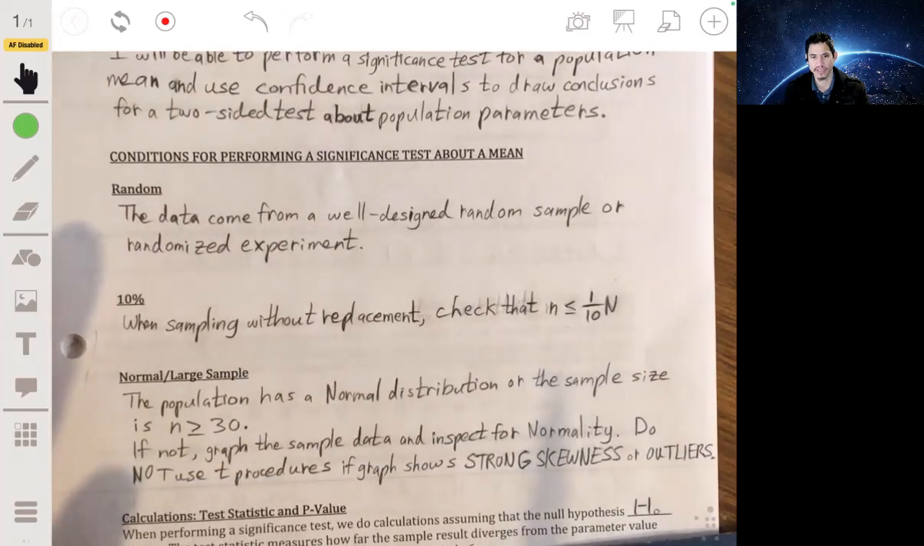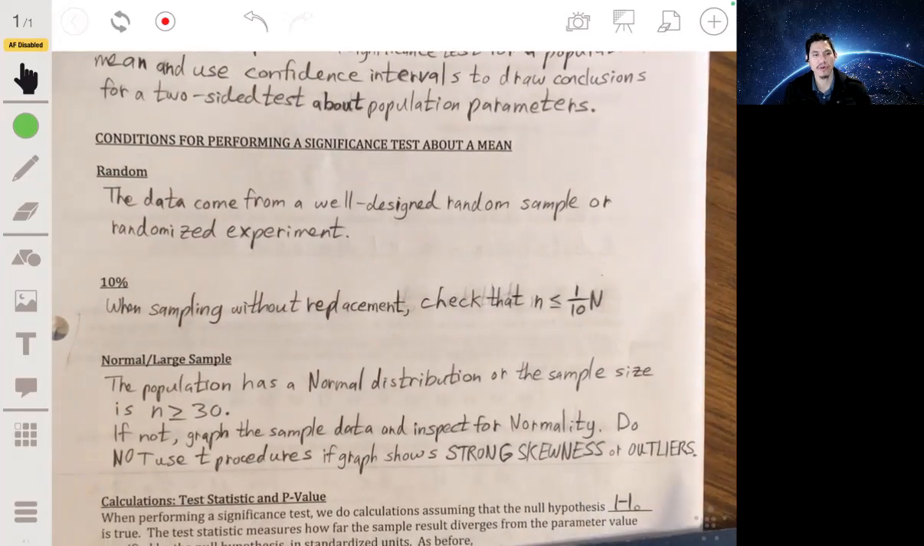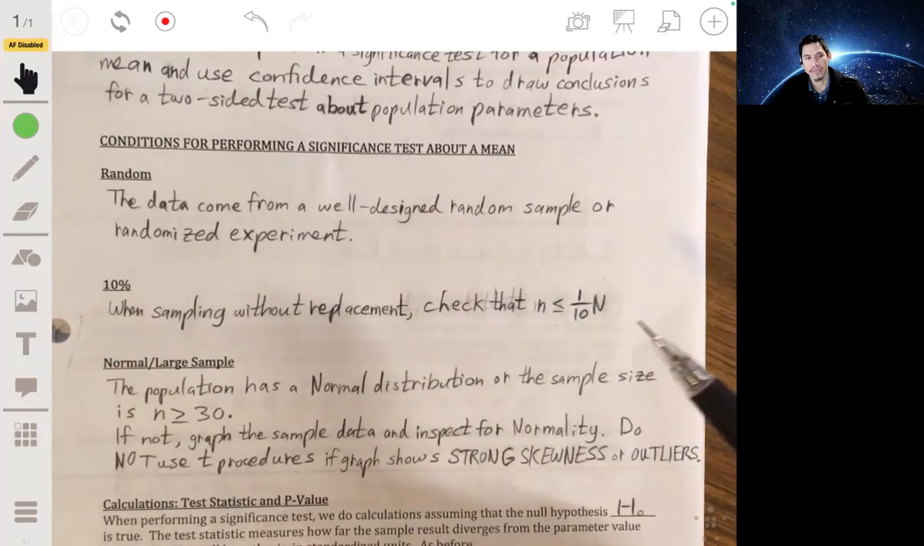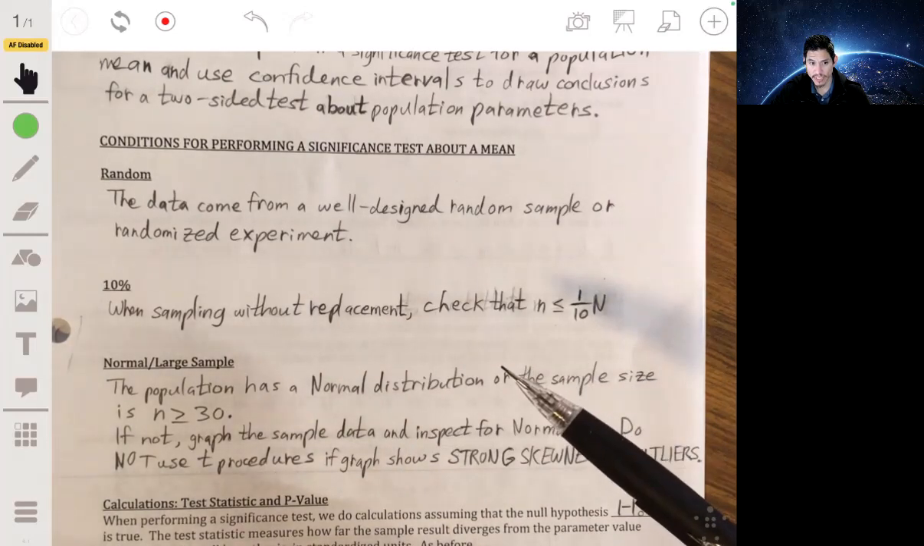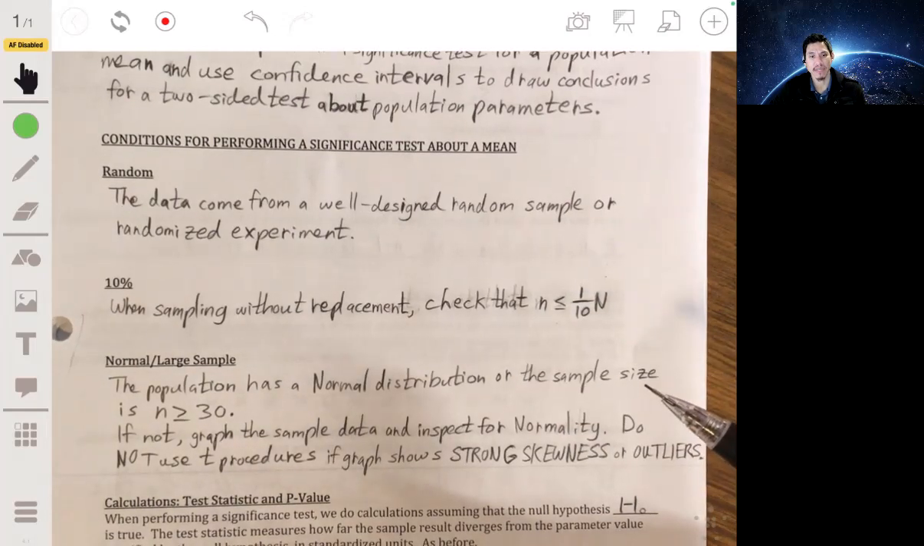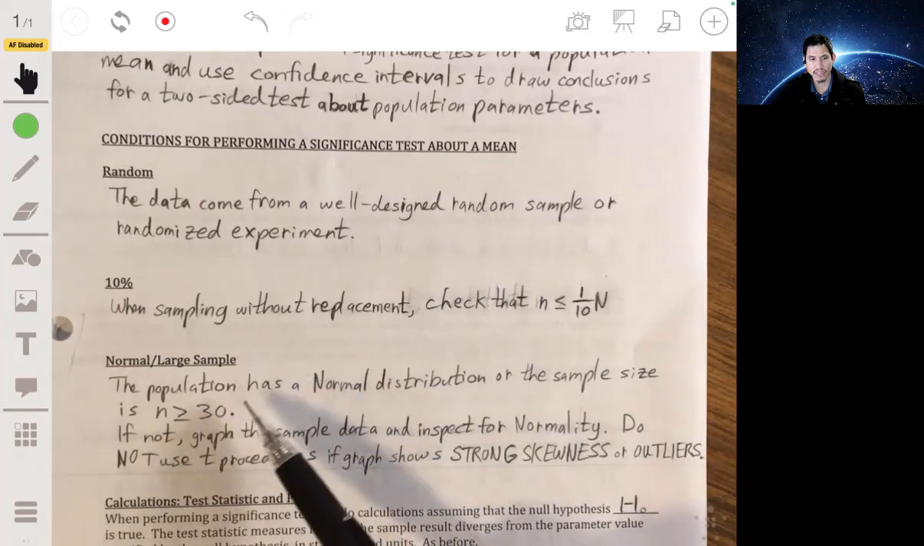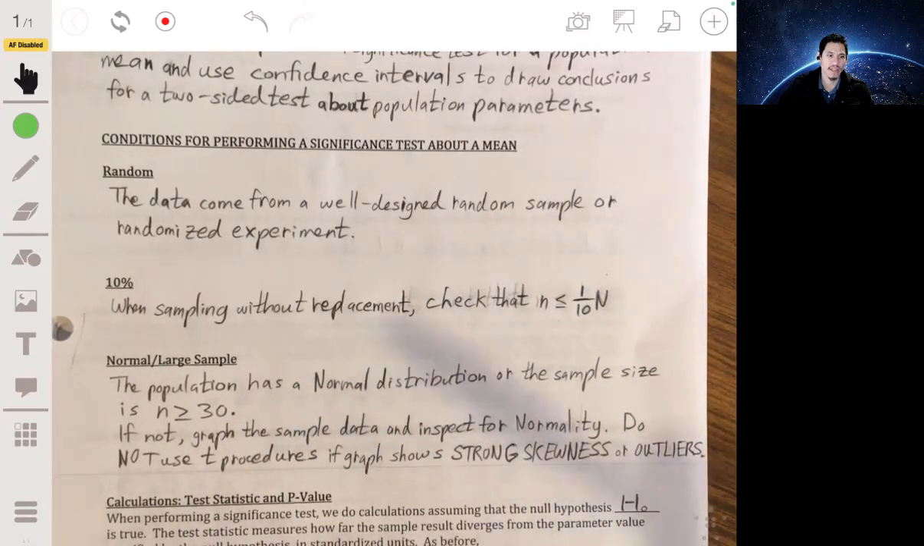This is the key distinction: you want to make sure that either the problem says that the population has a normal distribution, or if it's not saying that, then check that you have a sample size of at least 30. Now, if neither of these is met, then you have to graph the sample data and inspect it. You basically want to be able to say that it's reasonable to think that the population could be normal, and we say that when you don't have any strong or extreme skewness and no outliers.